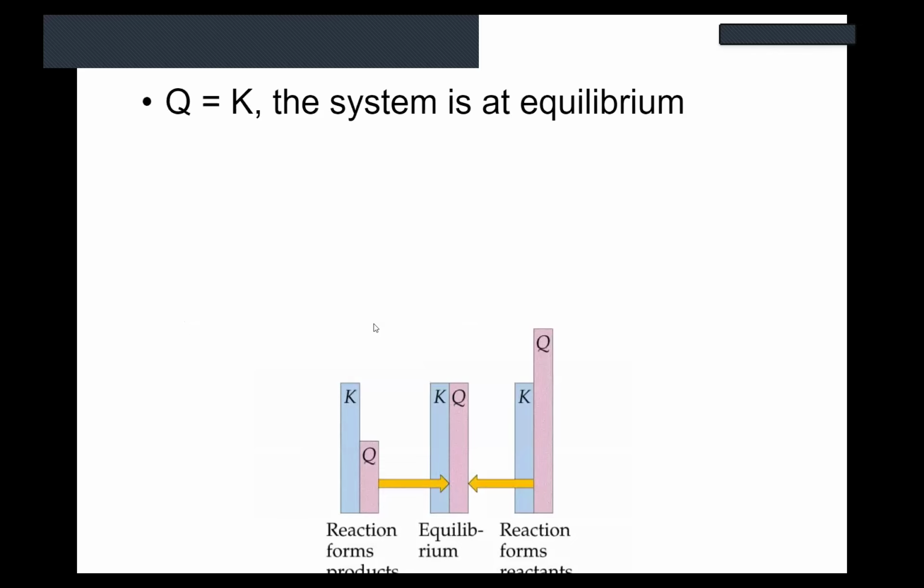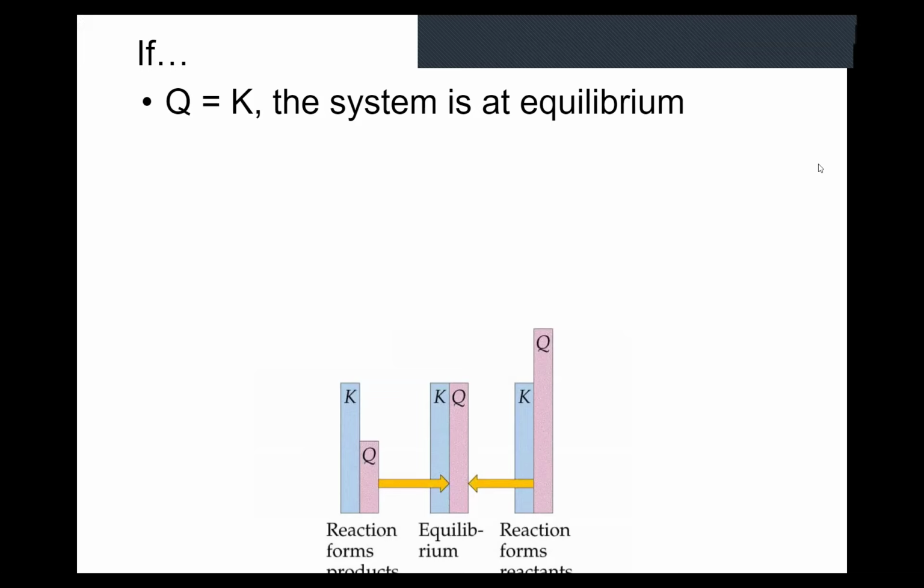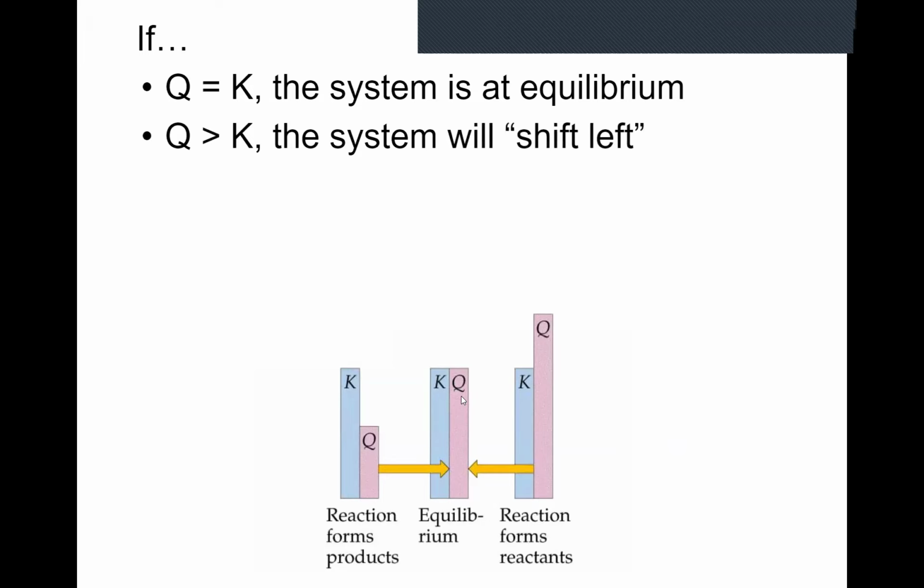There are three possibilities when you make the comparison of Q to K. If Q is equal to K, then your system is already at equilibrium. There's nothing that needs to happen in order to reach equilibrium. Take a look at this chart below with the Q, which is the pink bar, and K, which is the blue bar. If they're equal to each other, you're already at equilibrium.